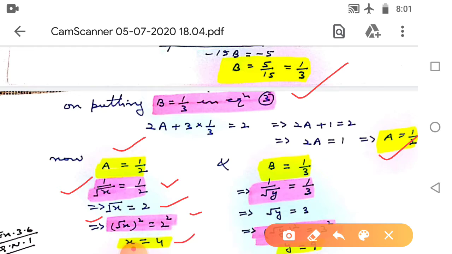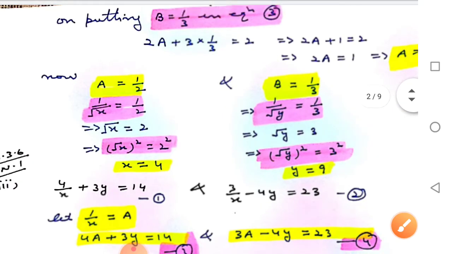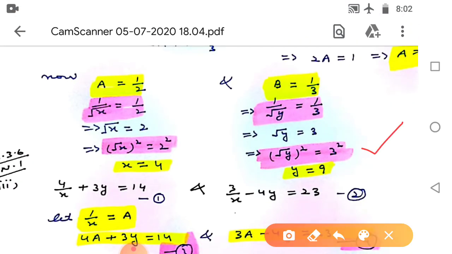Now look at here, when b is equal to 1 by 3, but the value of b is 1 upon under root y. So 1 upon under root y is equal to 1 by 3. Cross multiply, under root y is equal to 3. And finally, we get under root y whole square is equal to 3 square. So y is equal to 9. Clear? So the value of x is 4, the value of y is 9.